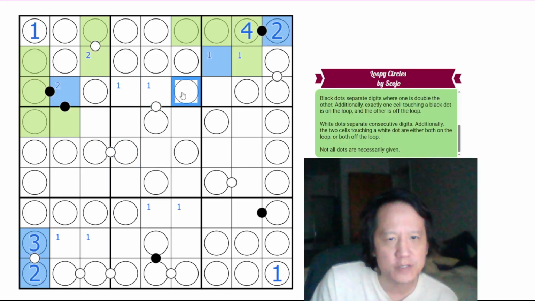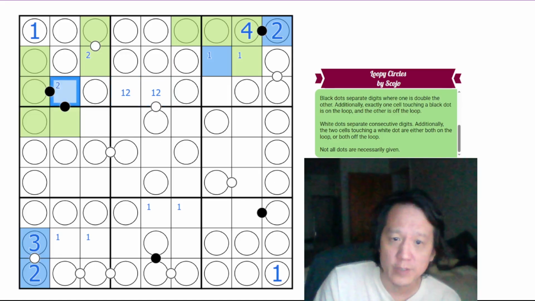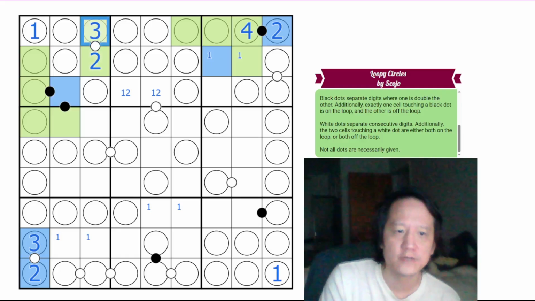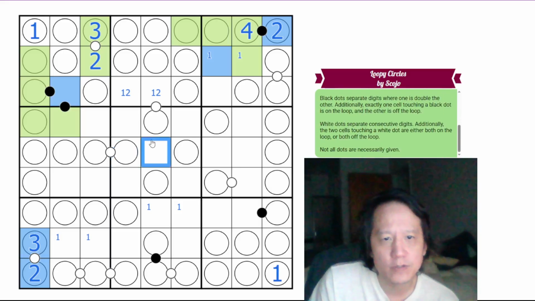2 has to be... Okay, this has to be a 1-2 pair here, because 2 cannot be in any circle here either. So this is a 1-2 pair here, which eliminates 2 from this cell. So this must be 2 here, which is consecutive with 3. What else do we have?